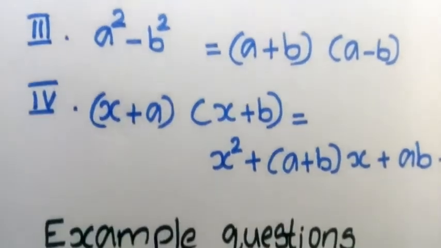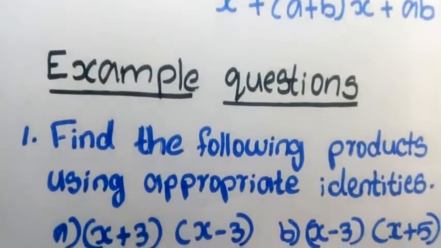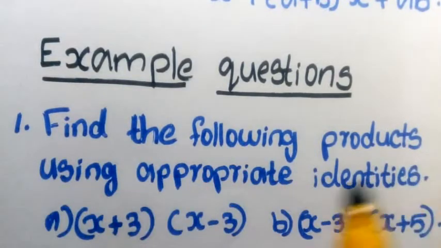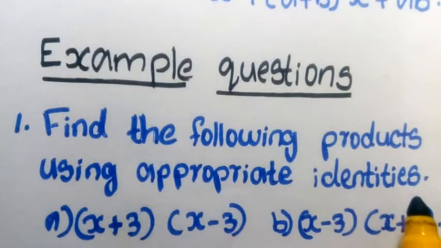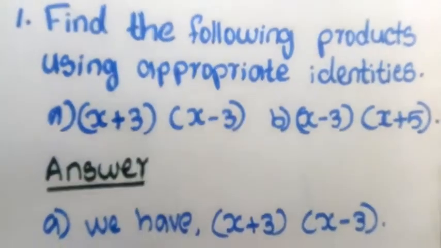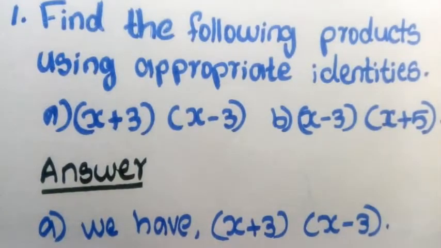Let us discuss some example questions. First question, find the following products using appropriate identities. We have two sub-questions. Let us check the solution. In A question, we have (x + 3)(x − 3). Here, x is available in both the terms. 3 is also available, but one is positive and one is negative.